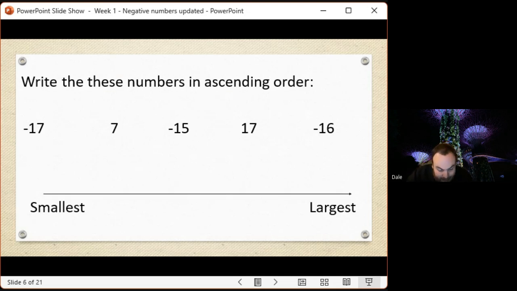Oh, Miles again. Let's have a look. He's got -17, -16, -15, 7, and 17. Well done, Miles. Absolutely fantastic. You've done a good job there. Right. Okay. So I think the next slide.